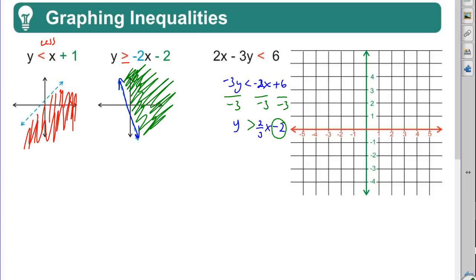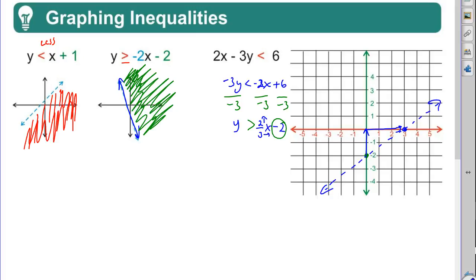Remember, graph your y-intercept first, negative 2. Use your slope. Positive is up, positive is right. So from negative 2, go up 2 and to the right. So I'm going up 2 and to the right 3. There's my second point. Okay, dotted line, because it's not equal to. The points on the dotted line are not part of the solution.